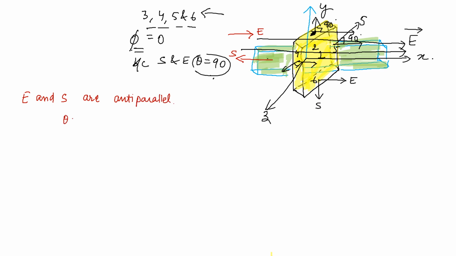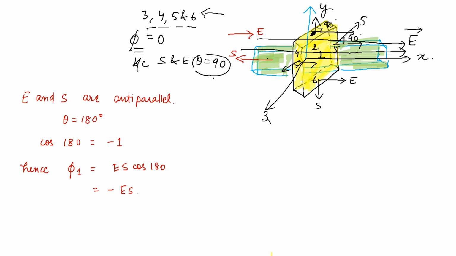So, what is the value of theta? It is 180 degrees. What is cos 180 degrees? It is -1, and hence we get the flux due to face 1 to be E S cos 180 degrees, which equals minus E S.